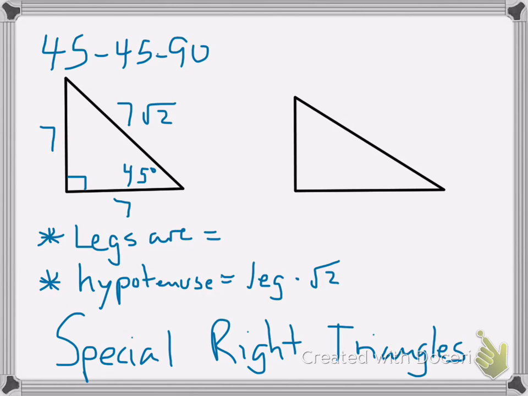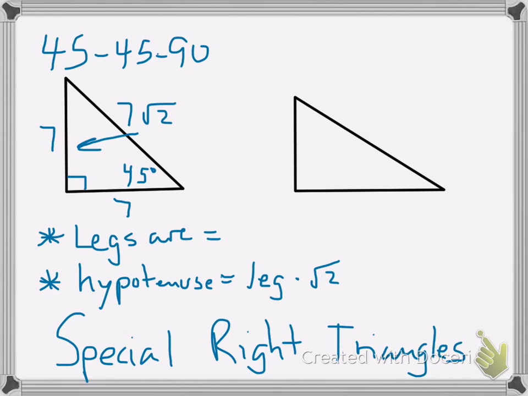All right? Now, oftentimes we'll have to do that relationship in reverse. So if we are given the hypotenuse, then to go from the hypotenuse back to one of the legs, so to go from a given hypotenuse to the value of one of the legs, instead of multiplying by the square root of 2, you're going to divide by the square root of 2.